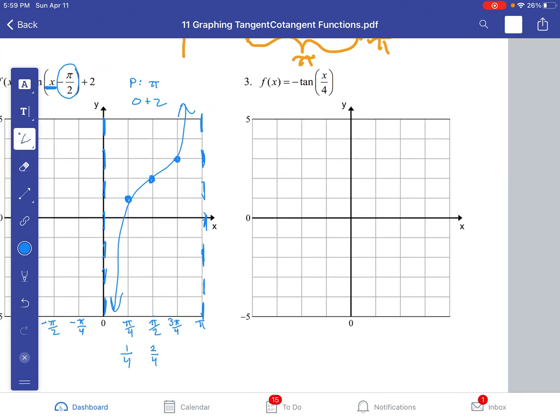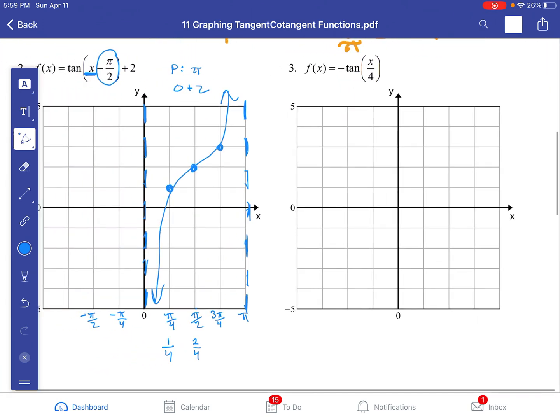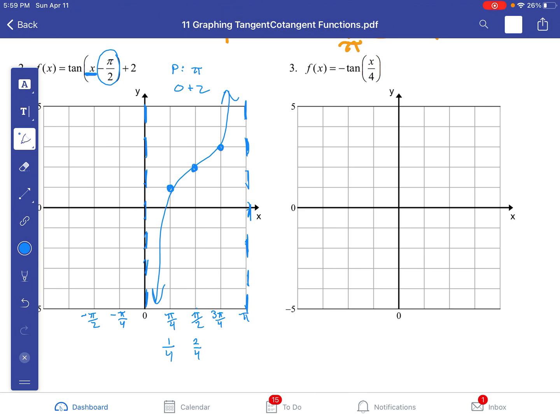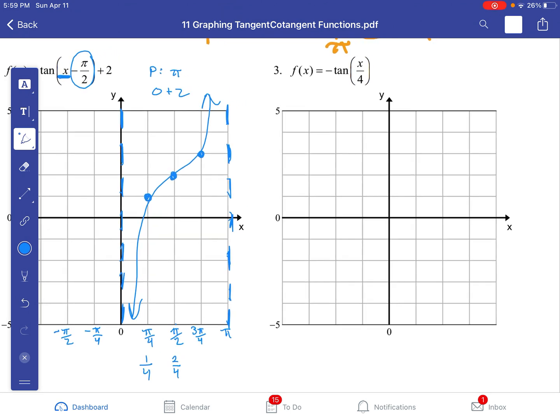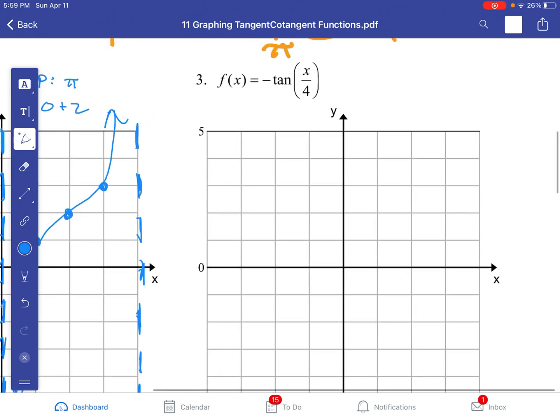Let's look at our second example. We have negative tangent of x over 4. So again, step 1, take our equation of x over 4 and do the period change, because x is being divided by 4. There is going to be a period change.